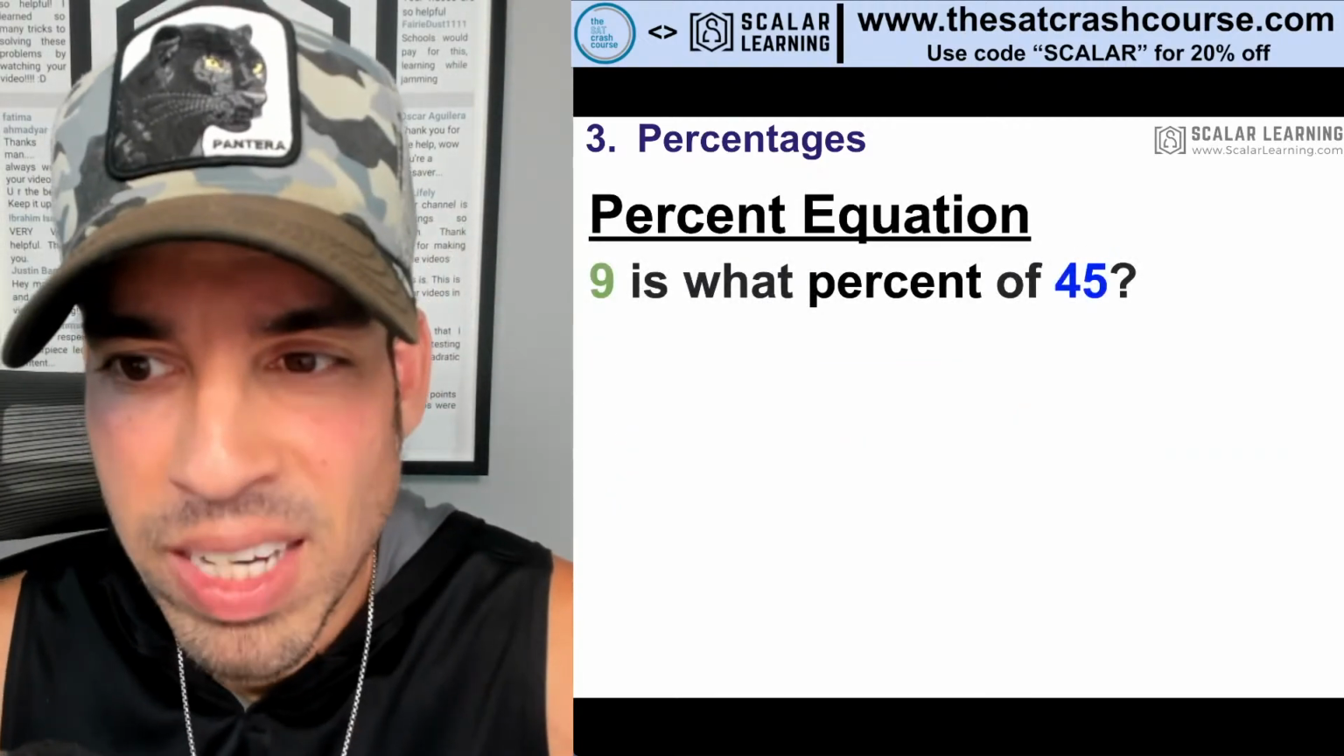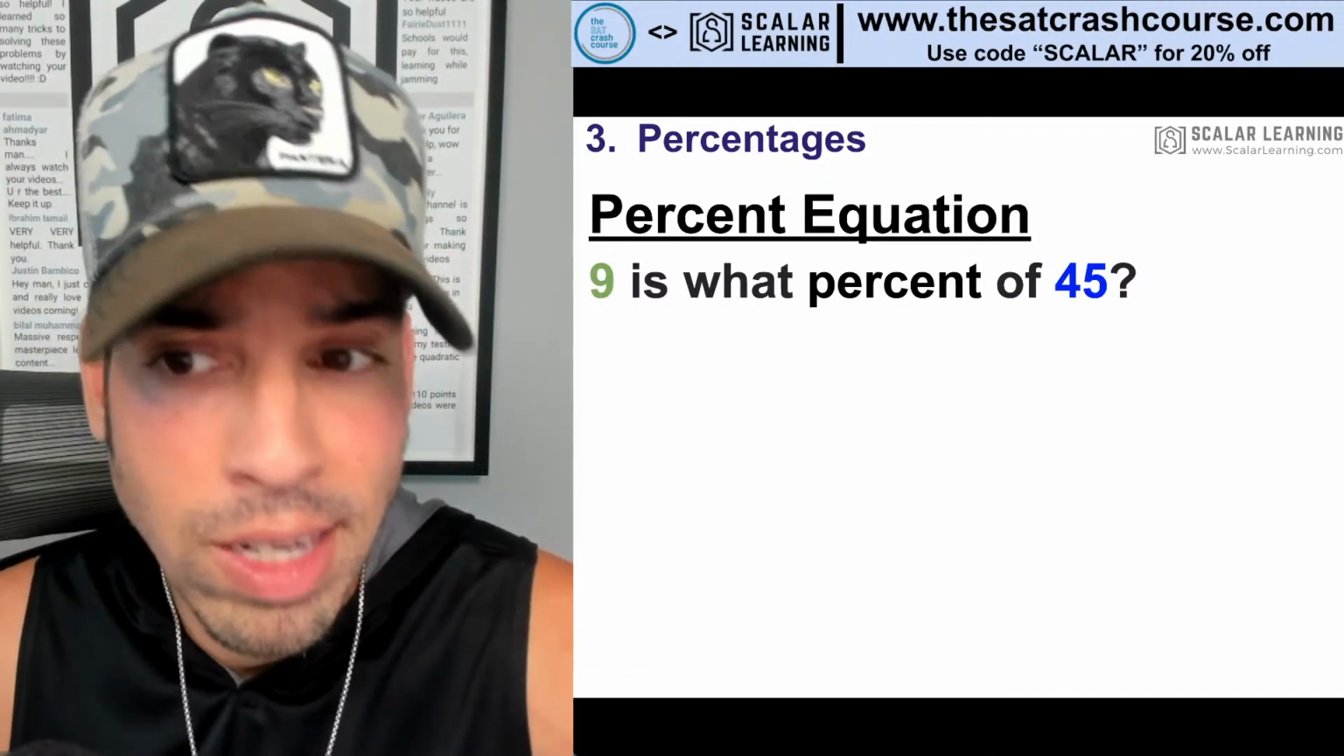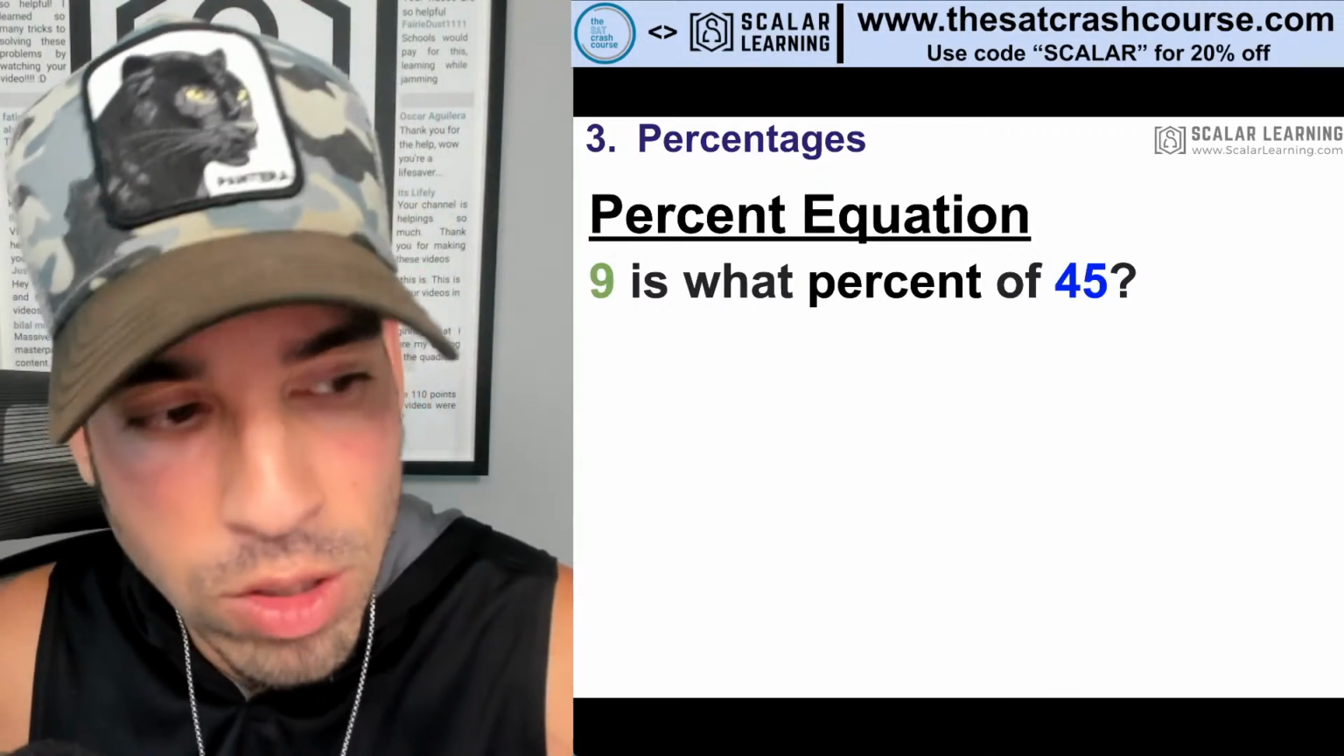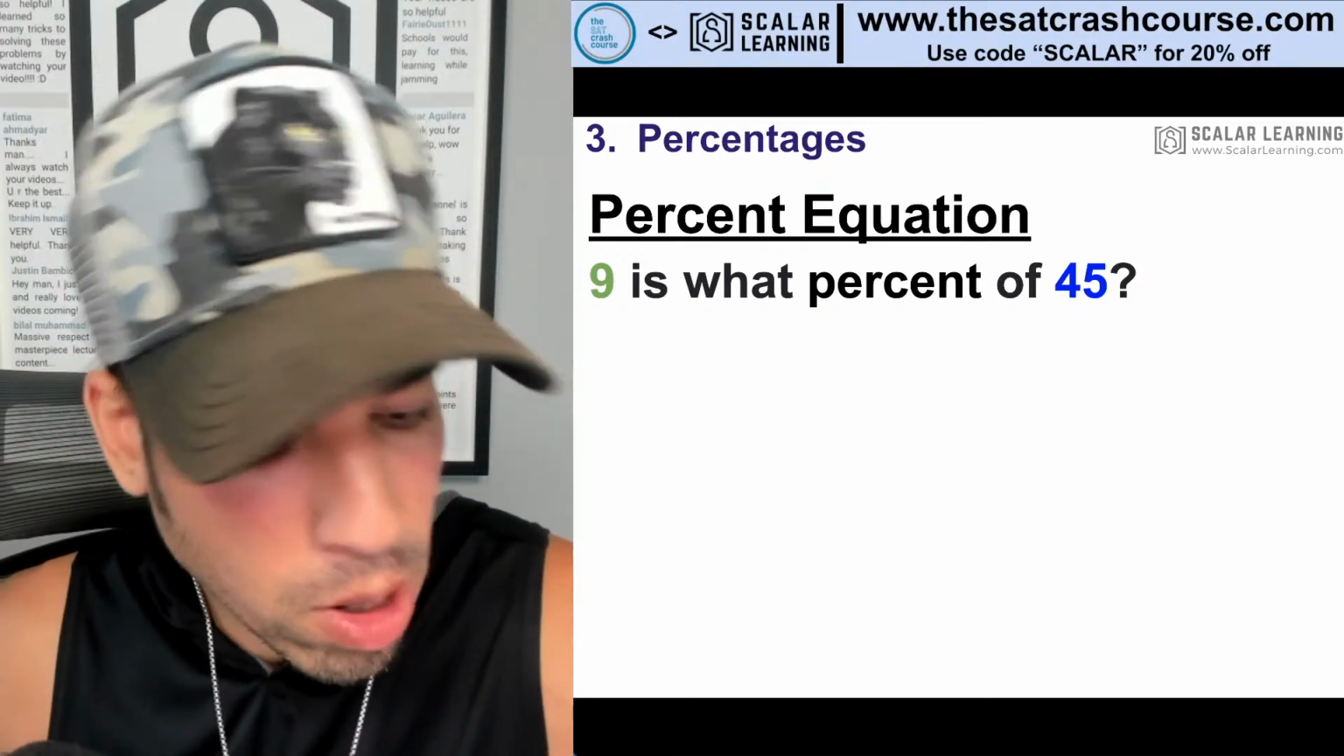Another example. Now they might change it. They might say 9 is what percent of 45? Now we're solving for the percent. We're not solving for the whole or the part.